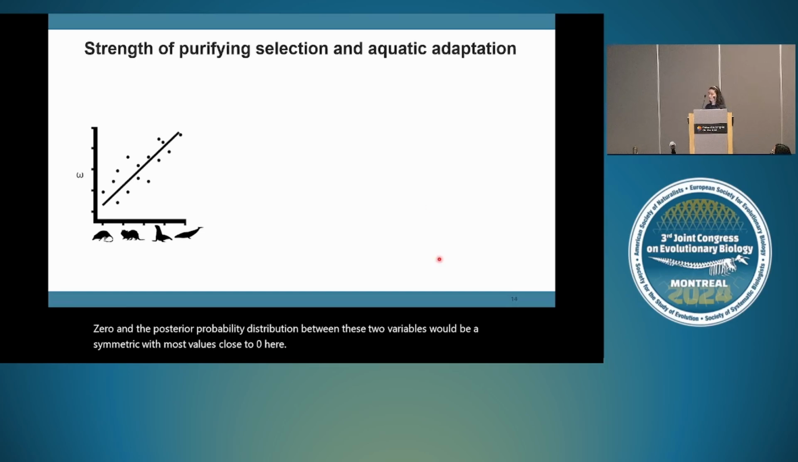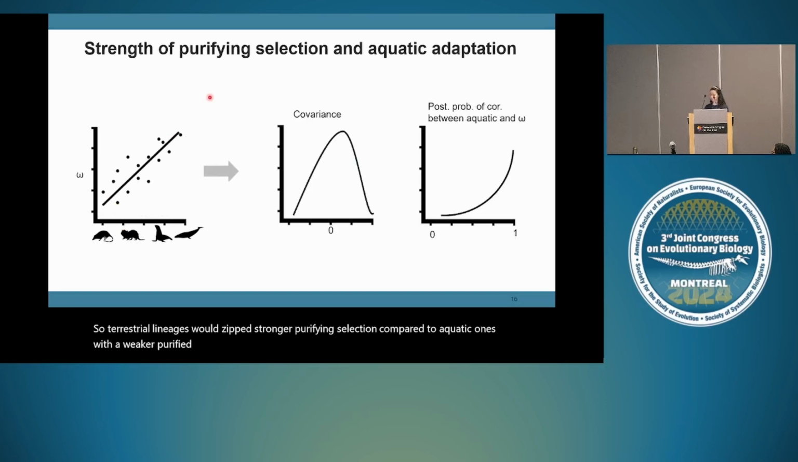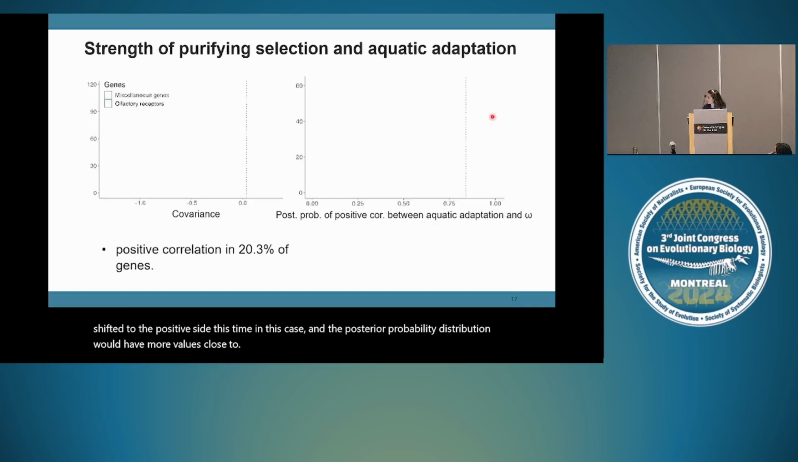The opposite would happen in the positive correlation scenario. So terrestrial lineages would exhibit stronger purifying selection, compared to aquatic ones with weaker purifying selection. And the covariance distribution would be shifted to the positive side this time. And the posterior probability distribution would have more values close to, well, I don't know what happened to my graphs.